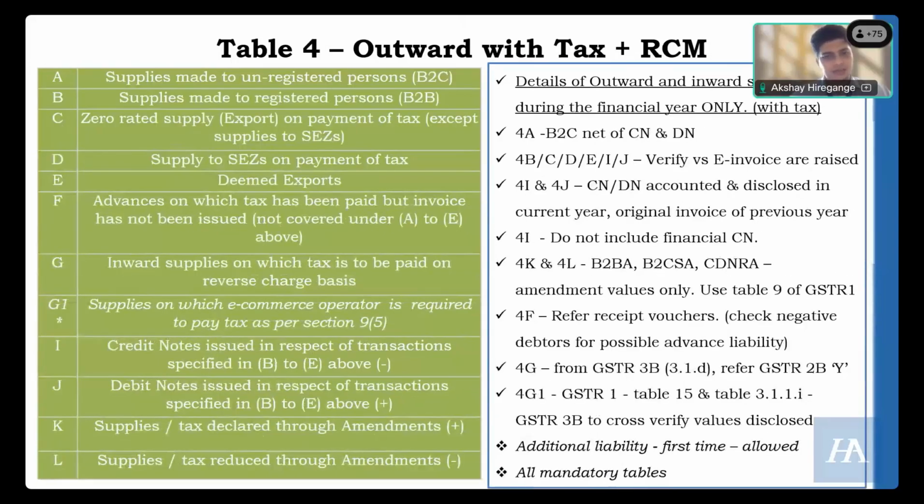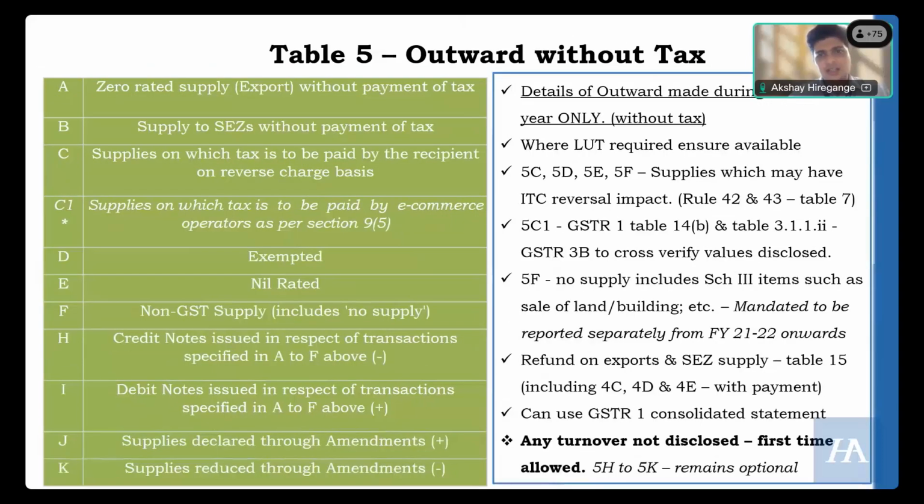Any additional liability, of course, can be disclosed in this table for the first time. Similarly, in table 5 also, any additional turnover can be disclosed. Here there is no tax implication, these are only turnovers. But what are the tips with respect to this transaction? First and foremost, table 5F, which is non-GST supply, they put in brackets, includes no supply.